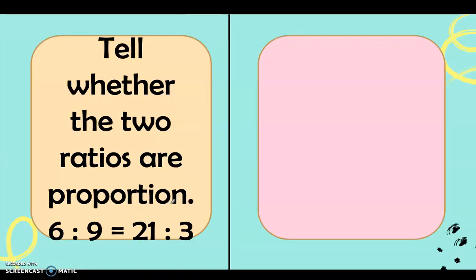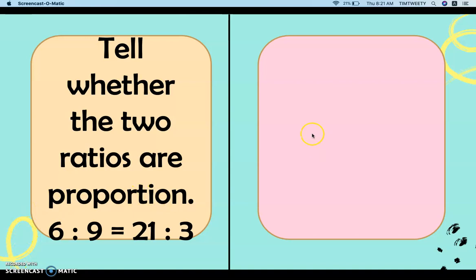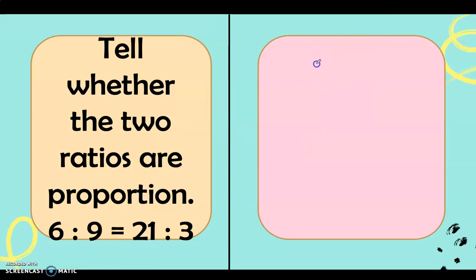Let's have more examples. Tell whether the two ratios are proportion. As you can see, there is no missing term in this proportion. All we need to do is to check if the two ratios are proportion. How? We just have to multiply the means and the extremes, and if they are equal, then they are called proportion. So we have 6 times 3, which is 18, and then 9 times 21, that is 189. It's very obvious that the two ratios are not equal, because when we multiply the means and the extremes, they are not equal. So the answer here is not proportion.